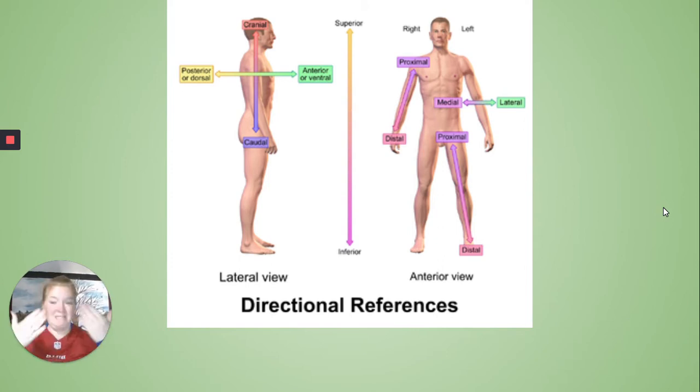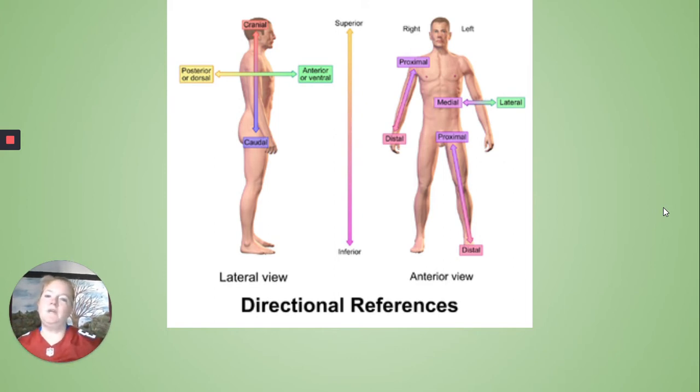Now we have anterior and posterior. Anterior meaning closer to the front of the body, posterior meaning closer to the back of the body. It does not mean that it is on the front of your body or on the back of your body, just in a reference. So, for example, the nose is anterior to the eyes, closer to the front. The ears are posterior to the mouth. The sternum is anterior to the spine. So again, positional reference for front and back.